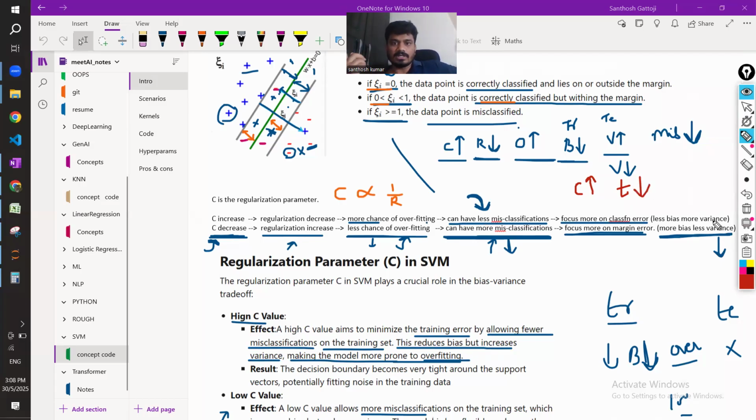Variance is related to new data, that is test data. Bias and variance are errors, right? So more variance means more error on the new data, that is test data, which means lower test accuracy. So in simple words, as C increases, test accuracy decreases, and as C decreases, test accuracy increases. These are the two things.